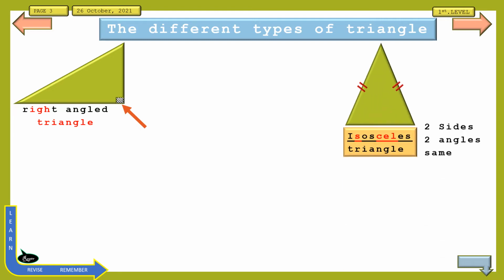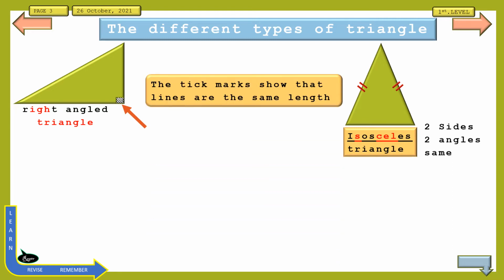This is an isosceles triangle. If you have a problem remembering the name, just think of isosceles because it's higher than the rest. The red tick marks on the sides of the triangle show that these sides are of equal length. They are sort of an equal sign, aren't they? You will see these throughout the course.